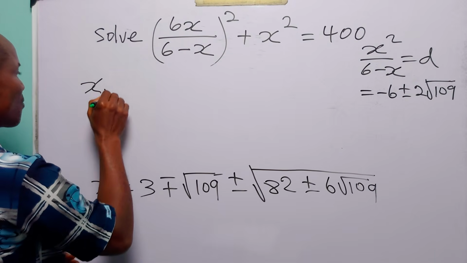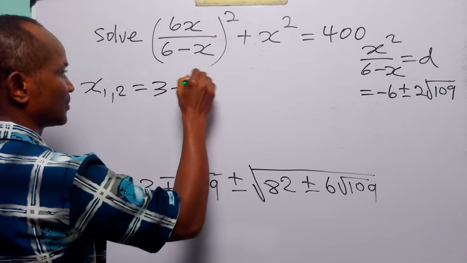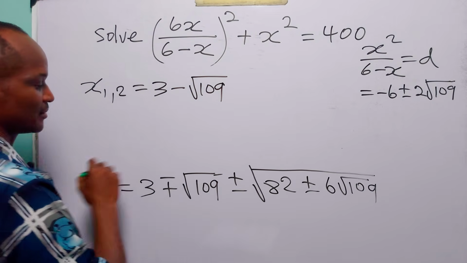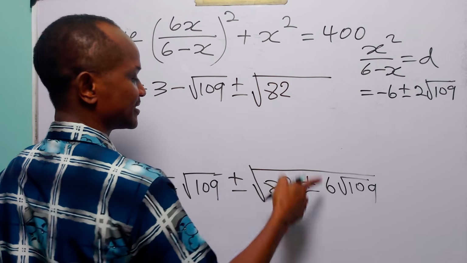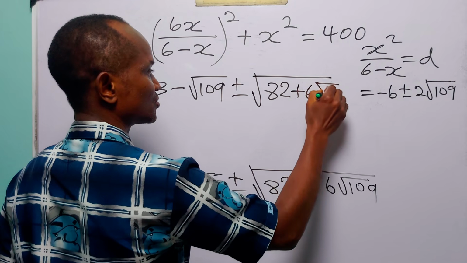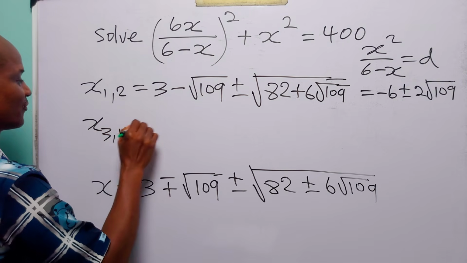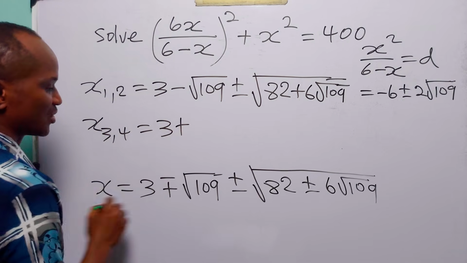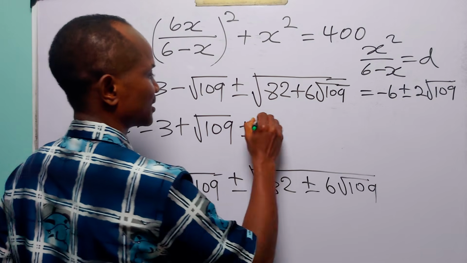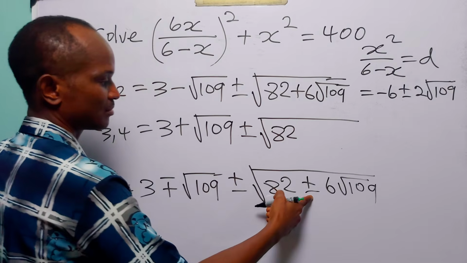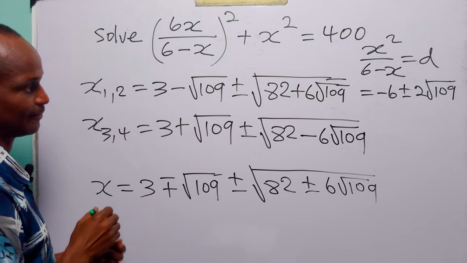We have x1 and x2 as 3 minus root 109 plus or minus the square root of 82 plus 6 root 109. And we have x3 and x4 as 3 plus root 109 plus or minus the square root of 82 minus 6 root 109.